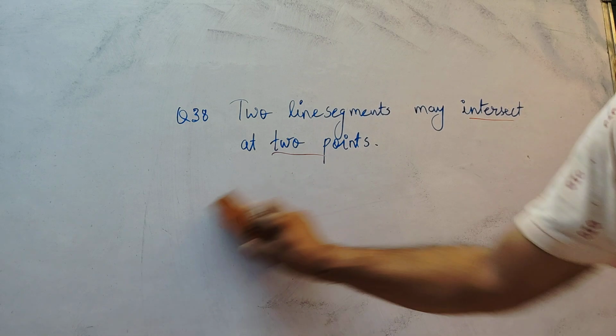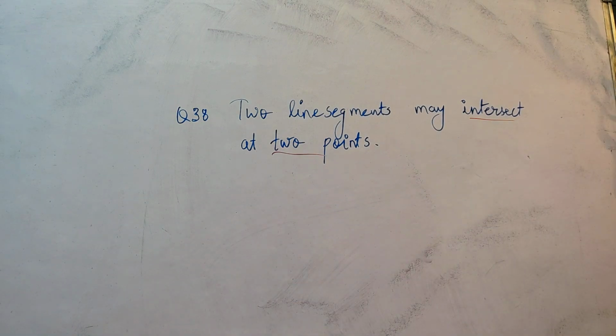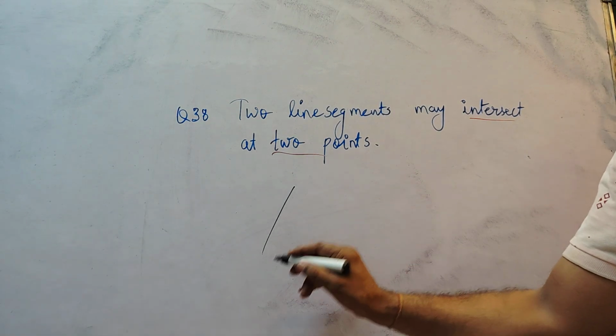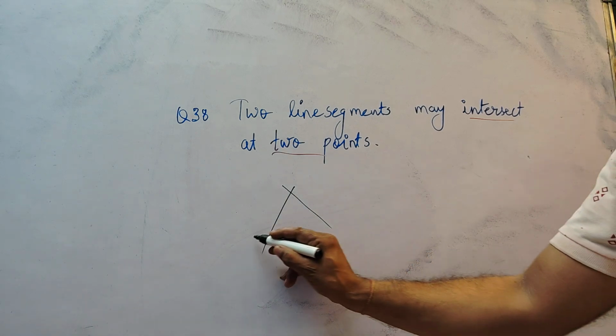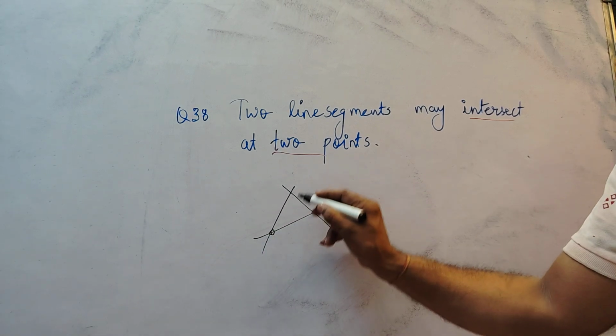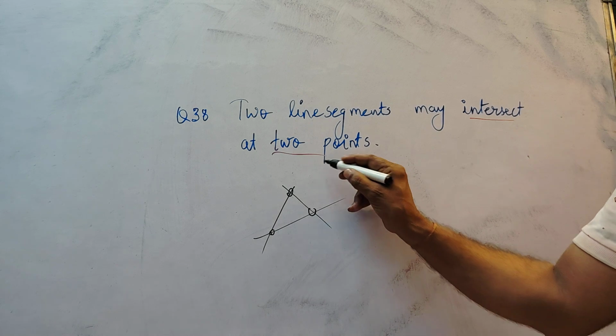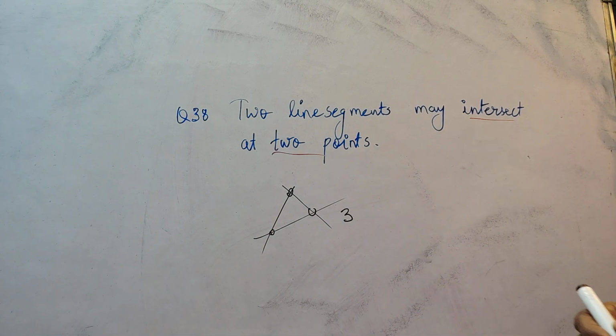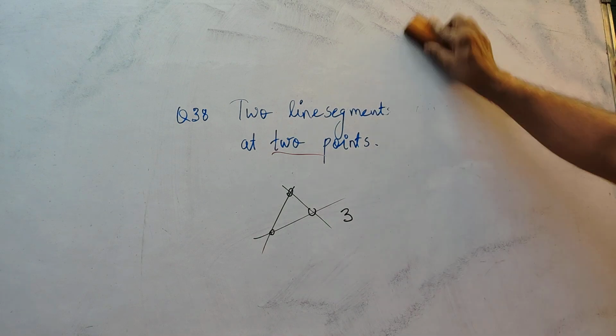If three line segments are given, three means a triangle. This is the first line segment, this is the second, this is the third. If the three lines intersect each other, then three points are obtained. So 2 points are not obtained by 2 line segments. They give only 1 point, which is called the intersection point. So this is false.